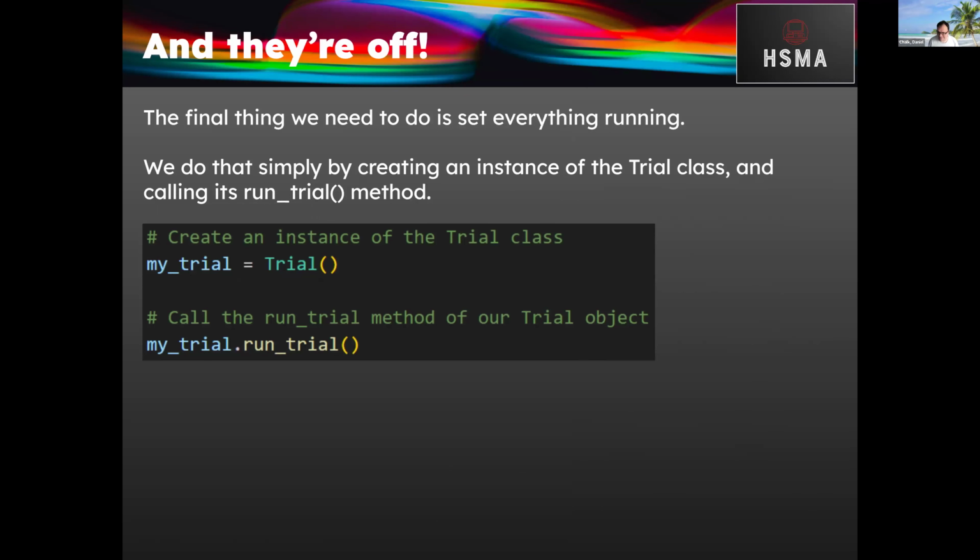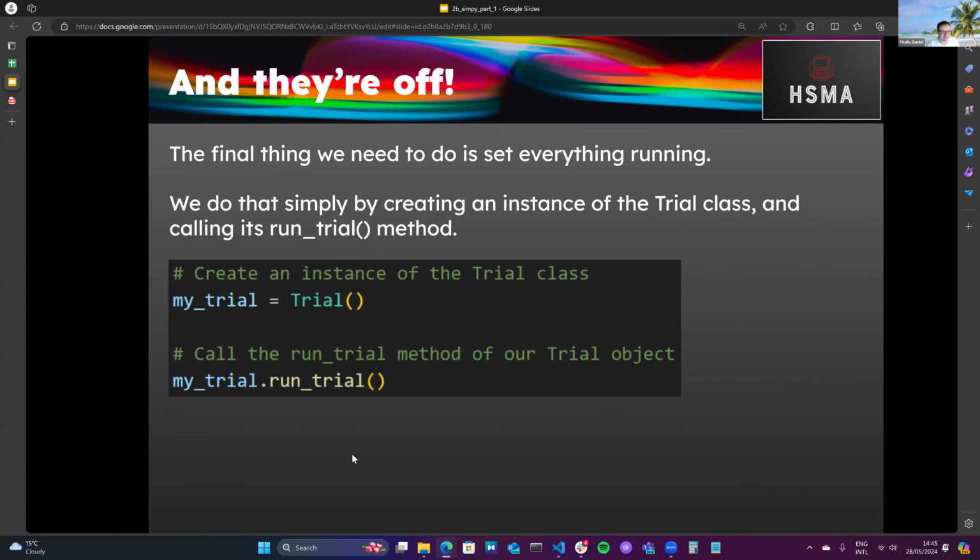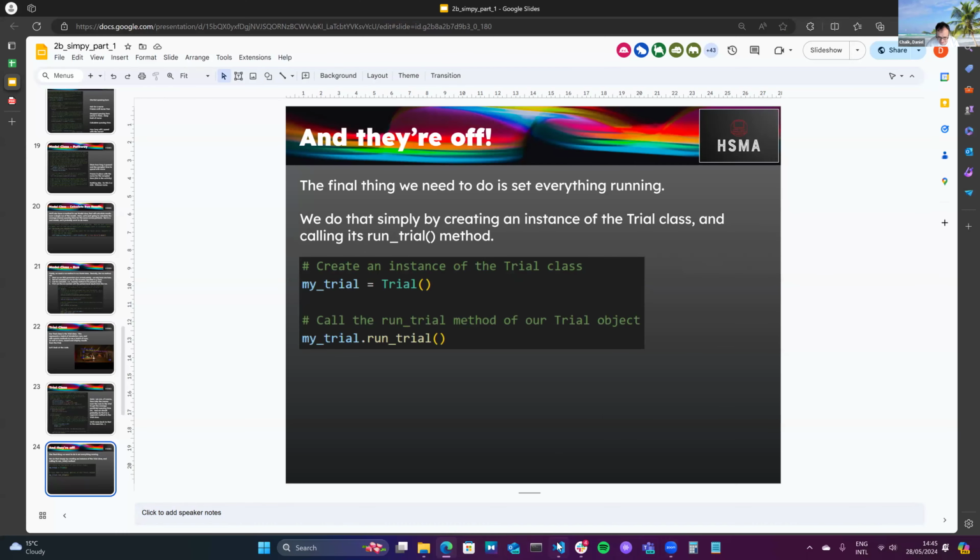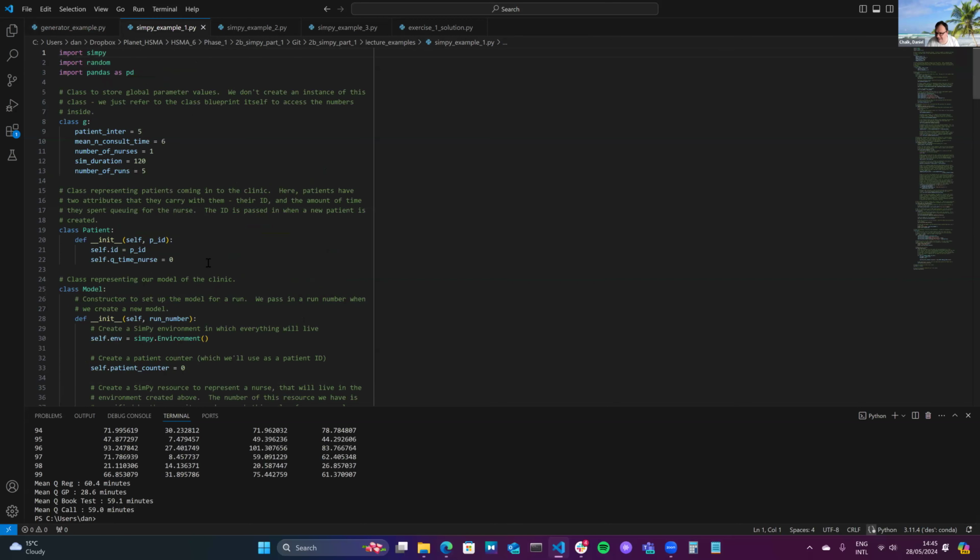Right, I'm going to stop there for a moment. There is more, but that is basically how we would create... let me switch over to the code. That is SimPy example 1. That is how we would create a SimPy model of that simple system.